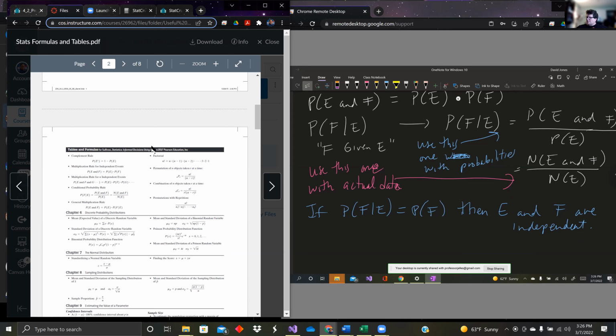Now, another way to do the probability of F given E, that's when you had numbers, but when you're doing actual calculations for some stuff, another example of this is, what is the probability of drawing a spade?